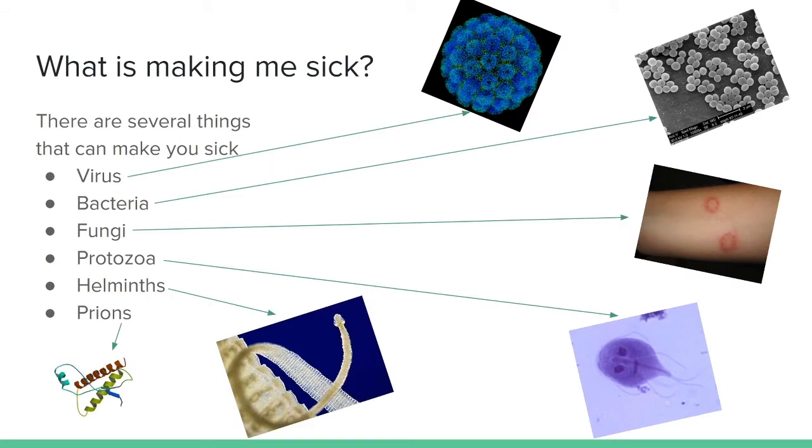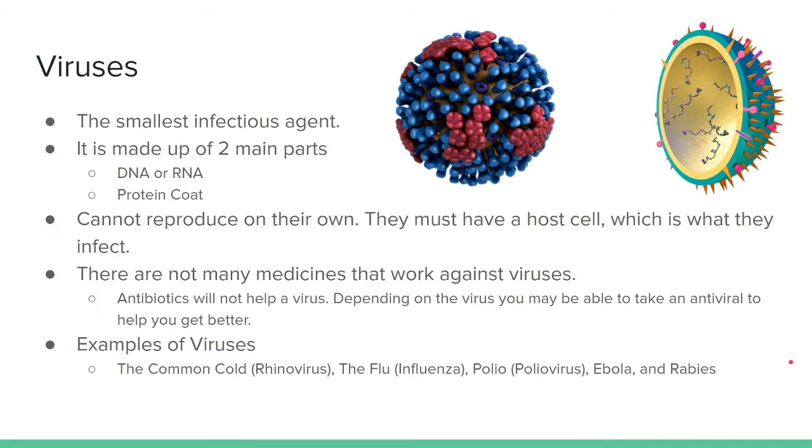So, what is making you sick? It's something that's causing an infection. There are several things. There's 6 of them listed here that we're going to go over today. You have the really common ones. Virus and bacteria are the two big ones. Fungi is also up there quite a ways. You have some less common ones like protozoa, helminths, and prions that we're also going to talk about.